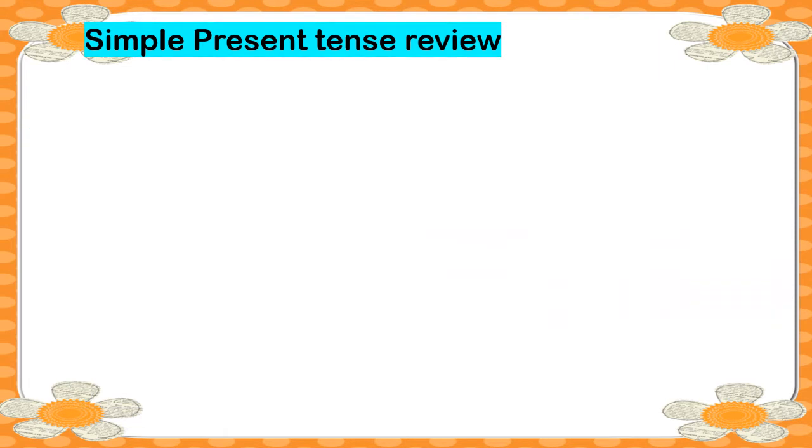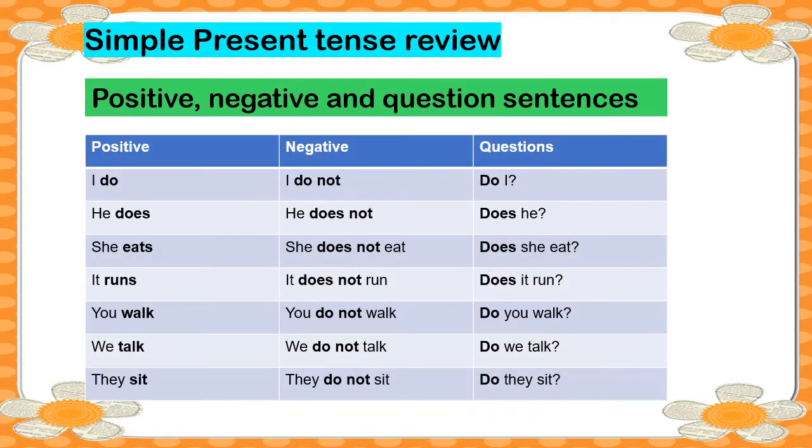Have a look at how we use the simple present tense in positive sentences, negative sentences, and also in question sentences. So we speak in this way when we're positive. I do my homework, he does the washing, she eats, it runs, you walk, we talk, they sit. When it's negative, when you haven't done it, then it goes with a not. So I do not, he does not, she does not eat, it does not run, you do not walk, we do not talk, they do not sit.